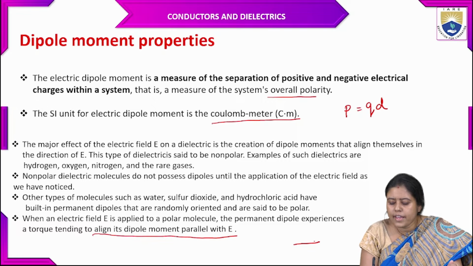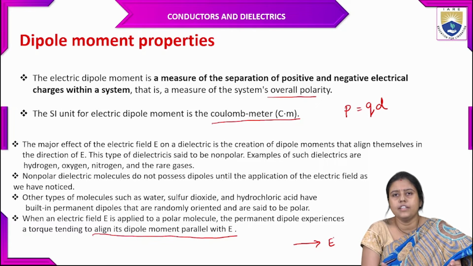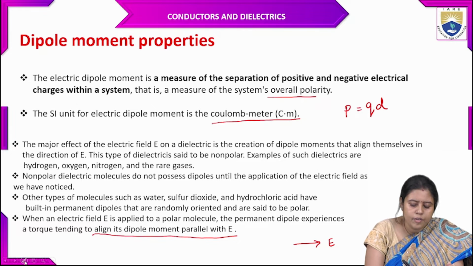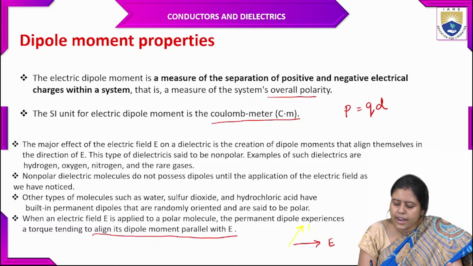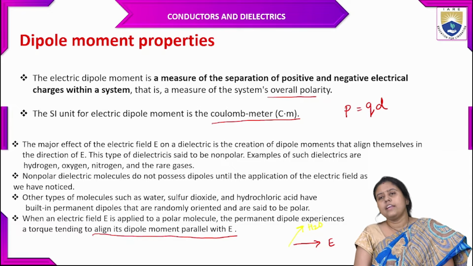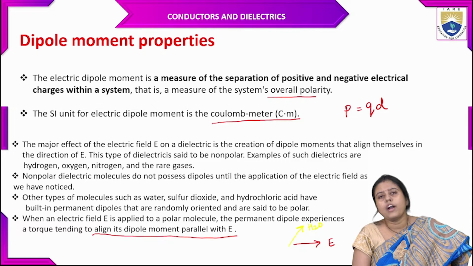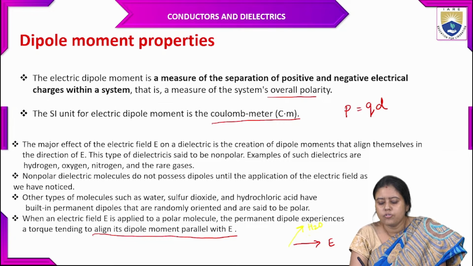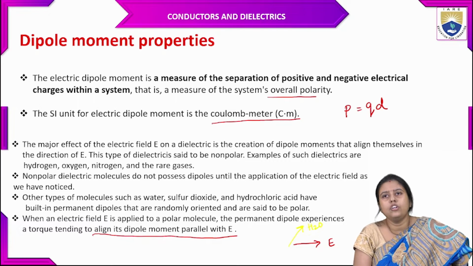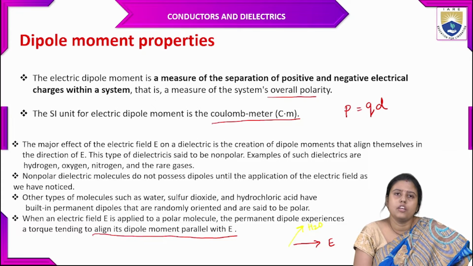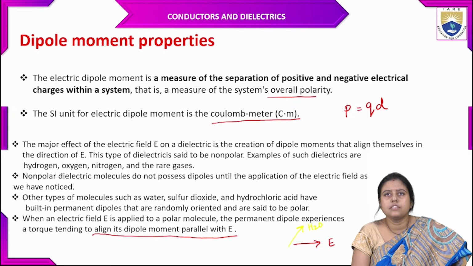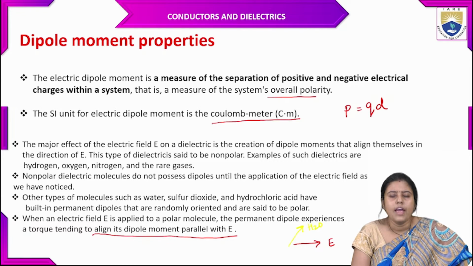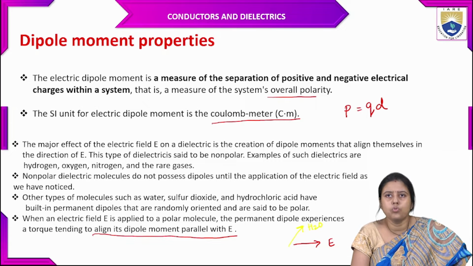So what does it mean? Say we are applying the field intensity E in this direction, and we have one water molecule whose direction is this. So this is the direction of the water molecule, and E is the direction of the field. Now what will happen? It will feel some torque so that it can align parallel to E. This is one important property of polar molecules. Polar molecules are always compound molecules. So these are the main properties of the dipole moment, and the unit is the coulomb meter.